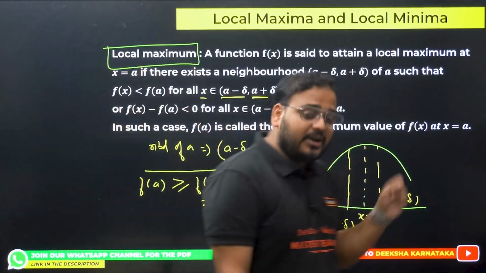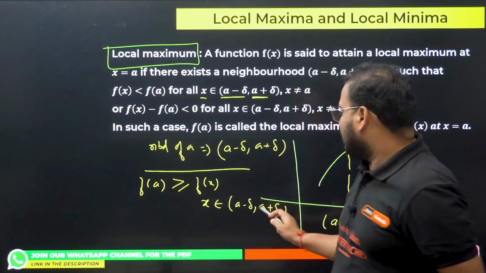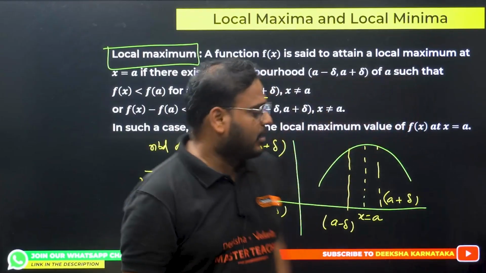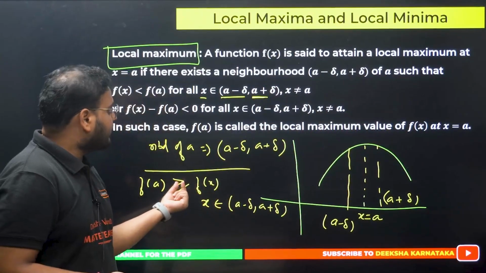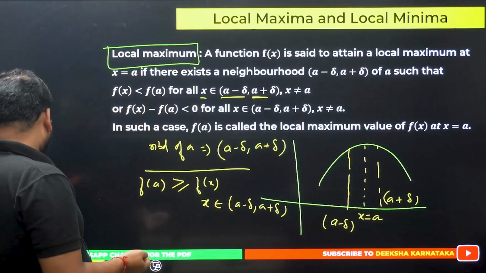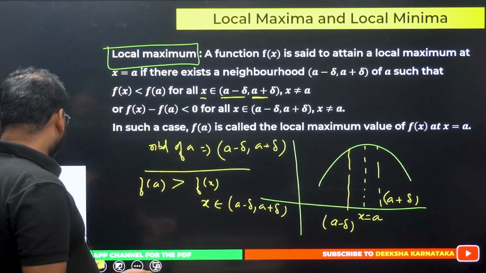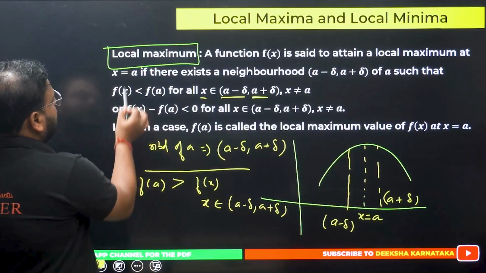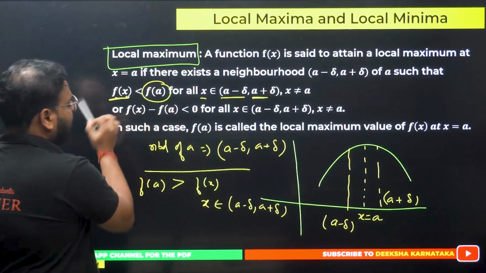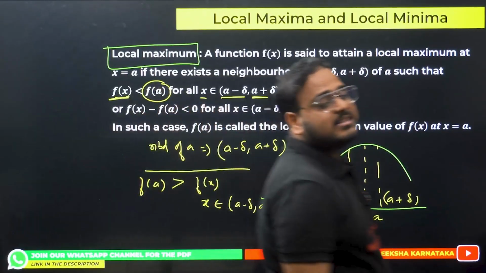a. Remember, neighborhood means the a is not there over here. Because if you take that into account, then this will become an equal to sign. So I have to remove that over here. We'll not take the equality, we'll take only the greater than sign. Please check. So f of a is more than f of x.